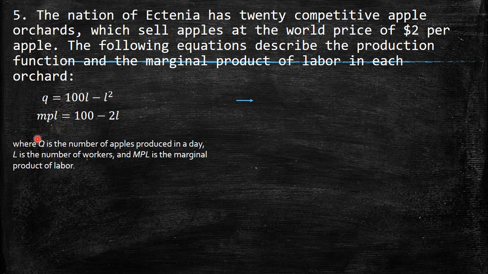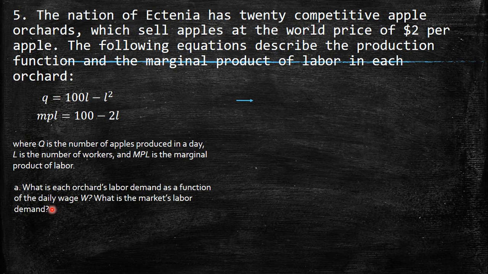Here, Q is the number of apples produced in a day, L the number of workers, and MPL the marginal product of labor. Take into account that this is lowercase, because we are talking just about one orchard, and you will see afterwards why. Then, what is each orchard's labor demand as a function of the daily wage W? What is the market's labor demand?